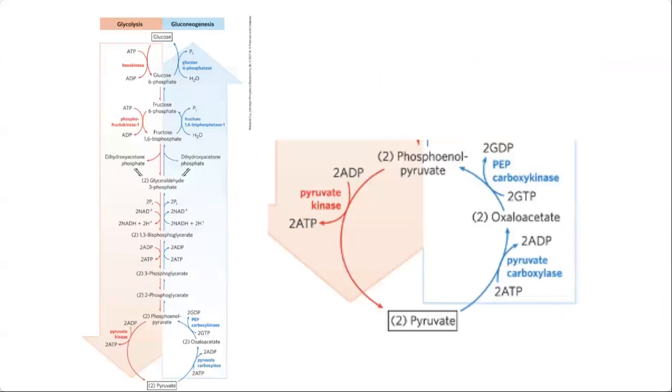And finally, let's talk about this last step. In glycolysis, we take phosphoenolpyruvate and take the phosphate group off of it and put it onto ADP to give us ATP. This is carried out by pyruvate kinase. In gluconeogenesis, this is the one that happens in two steps. We have our pyruvate carboxylase step that's going to take us from pyruvate to oxaloacetate. And our PEP carboxykinase step is going to take us from oxaloacetate to phosphoenolpyruvate.